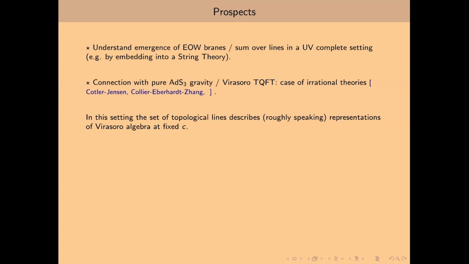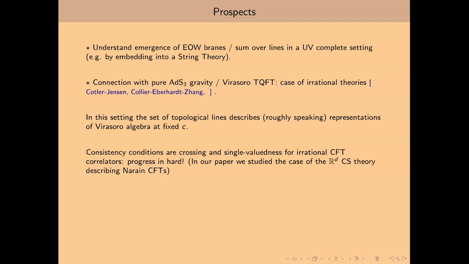And of course, if you put just this consistency condition like that, you find the crossing symmetry and single-valuedness for the correlation functions of irrational CFTs, which of course you don't know how to solve, because it's the same problem as classifying irrational CFTs. So progress in this sense is very hard. It would be nice to have some new idea coming in from TQFT, but people have tried for a long time, and it's really hard to have a sharp, complete idea about this.